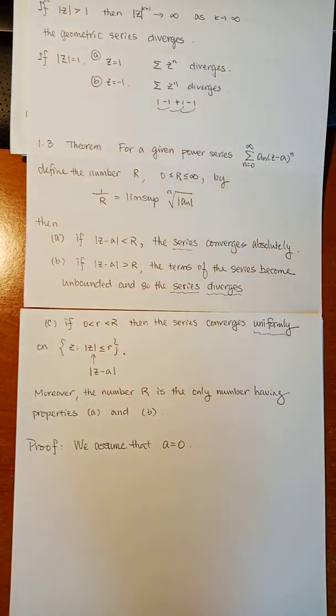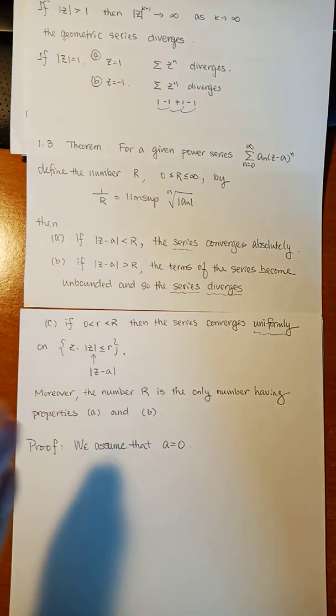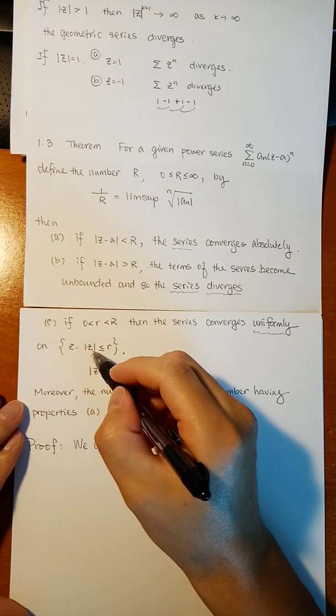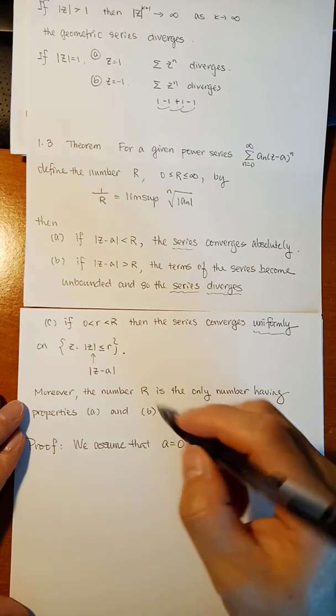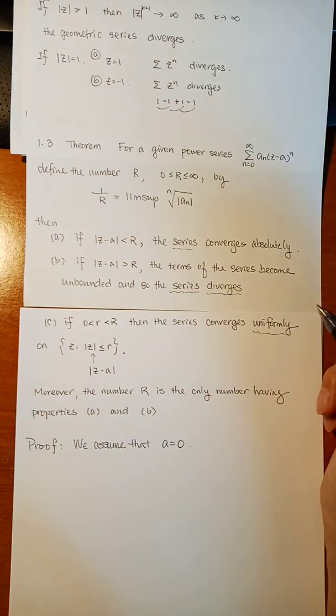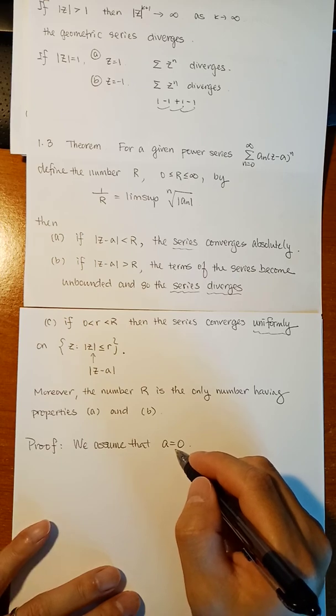Well, A is like the center. You can shift this series from 0 to A, or you can shift the series from A to 0. So it does not bother the convergence stuff. So that's why we always assume A is equal to 0, but A could be any other numbers. And this is the reason why in the condition part C, the author put absolute value of Z. It should be absolute value of Z minus A. Okay. So to simplify the writing, you have A equal to 0.